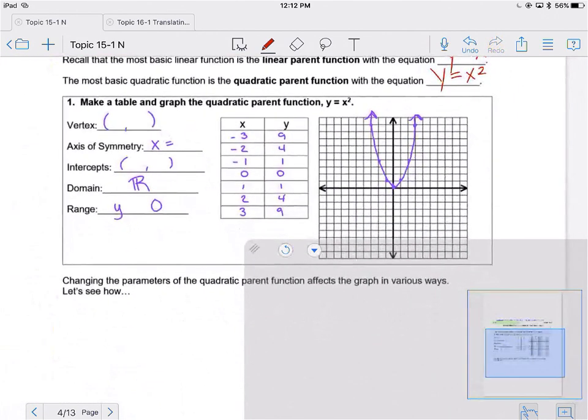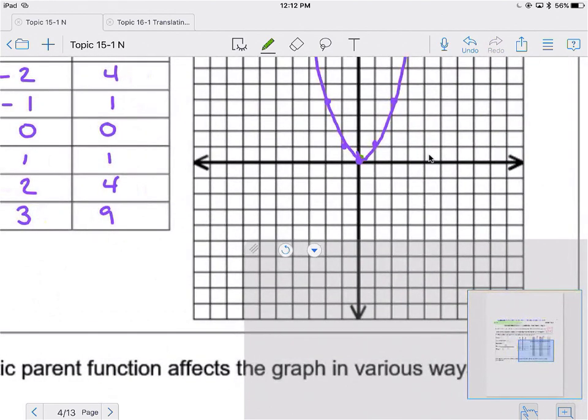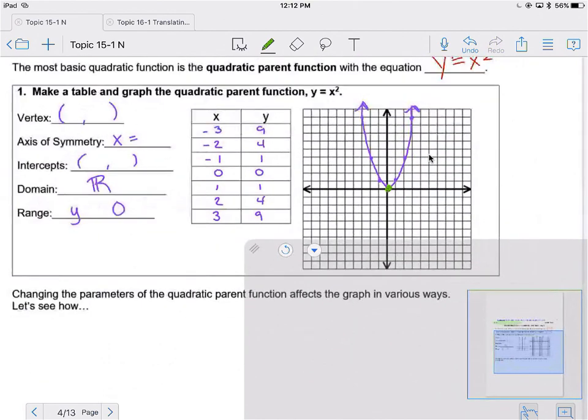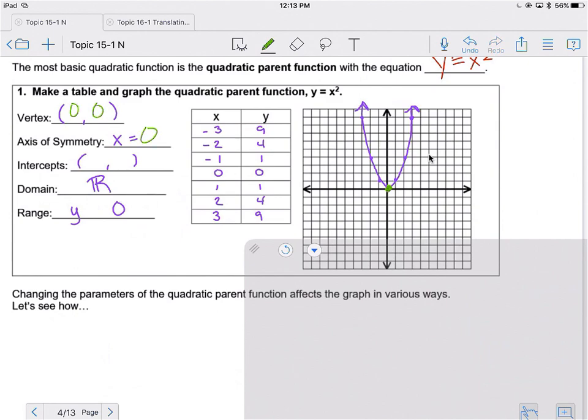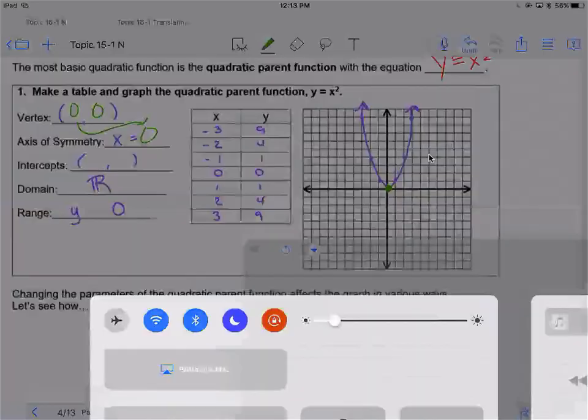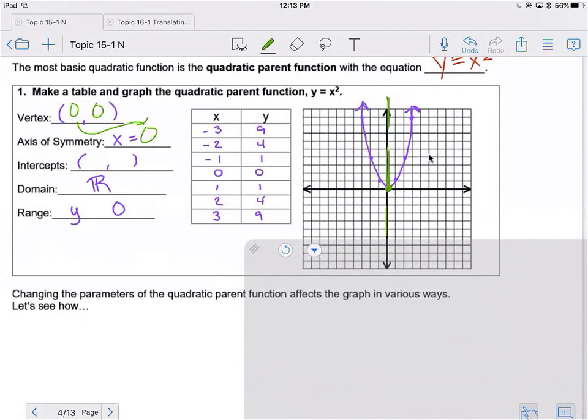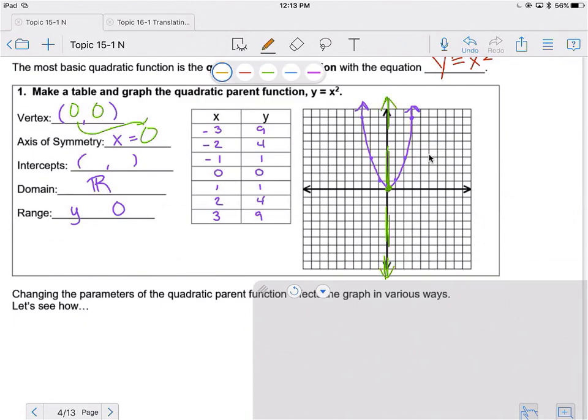So problem 1 has asked us to take this and make a table and graph the quadratic parent function y equals x squared. The table's already been done for us and the graph has been done for us. We are just going to identify some missing pieces. My vertex is the lowest or the highest point, the point where my graph changes directions. So my vertex is at the point 0, 0. My axis of symmetry is x equals the x from my vertex, because that is the vertical line that goes straight up and straight down.